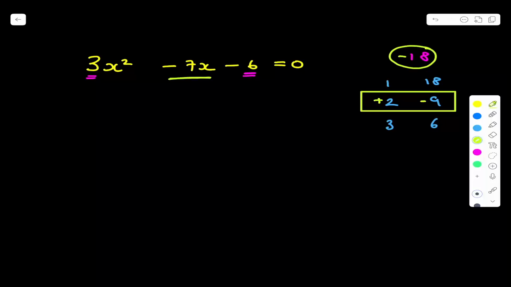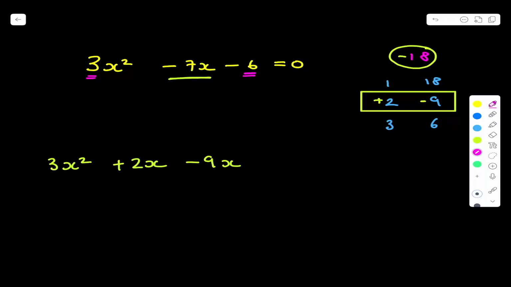Now what we need to do is basically rewrite this quadratic equation, but instead of this negative 7x, we're going to write these two factors. So let's do that. So we still have 3x squared, and instead of negative 7x, we need to write these two factors. It doesn't matter what order you do them in. So the first one, positive 2x, and then the second one, minus 9x.